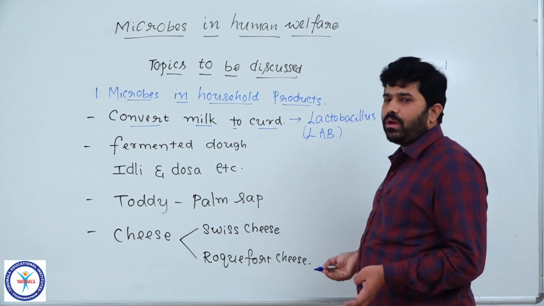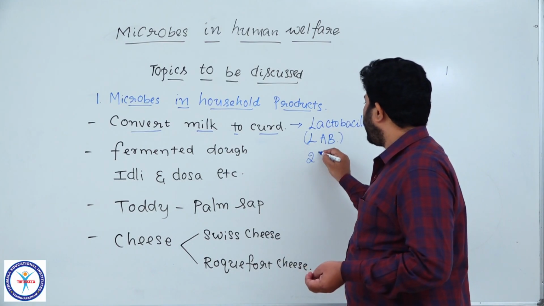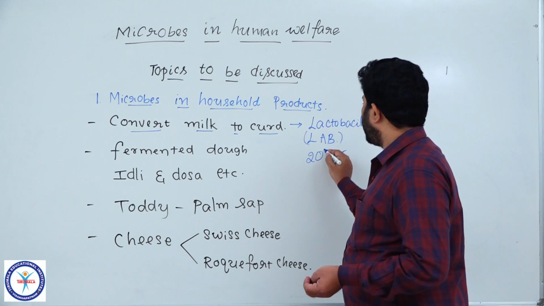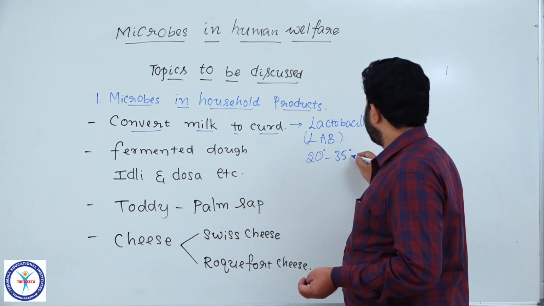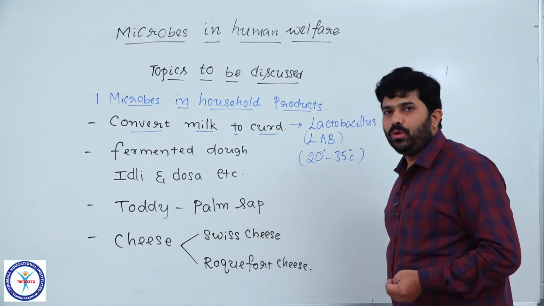temperature. What is the normal temperature for growing bacteria? Well, you know very well. Suppose, for example, 20 to 35 or 25 to 35 degrees Celsius. It is the optimum temperature where bacteria grow well.